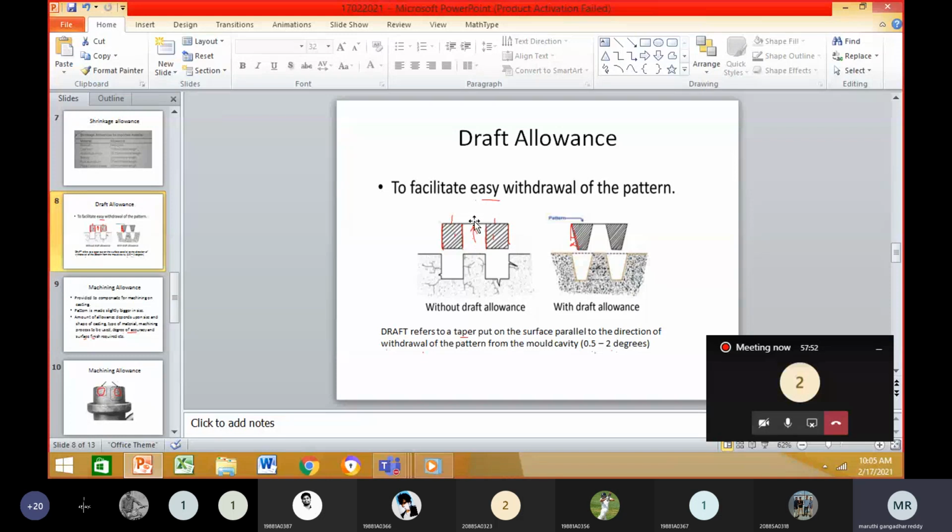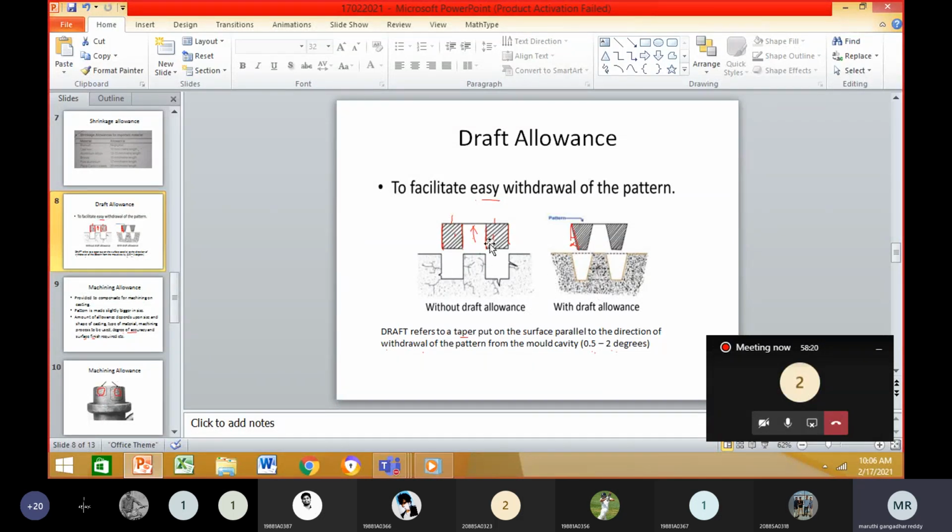According to the direction of withdrawal, which surfaces of the pattern are parallel? This surface will be parallel. This will be parallel, right? So these are all the surfaces which are parallel to the direction of withdrawal. So what I am doing here is providing a tapered portion. If I provide a tapered portion, I can easily remove the pattern without damaging the mold cavity. That point was not written here, but I have explained it with the figure.